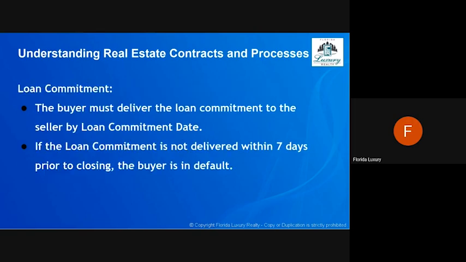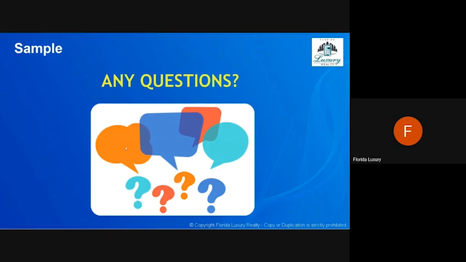Now, loan commitment. When we get to the contract, we're going to talk a little bit more about loan commitment and how this can get people in trouble. But the buyer must deliver loan commitment to the seller by the loan commitment date. This is where it gets to be a little bit funky, and I'm not going to get into it here. We'll come back to it. But if the loan commitment is not delivered within 7 days prior to closing, the buyer is in default. We're going to talk about that. So for terms and all of those things we just covered, do you guys have any questions so far?